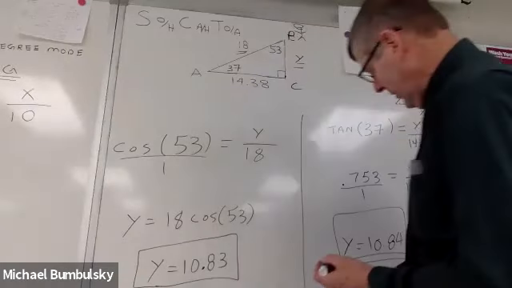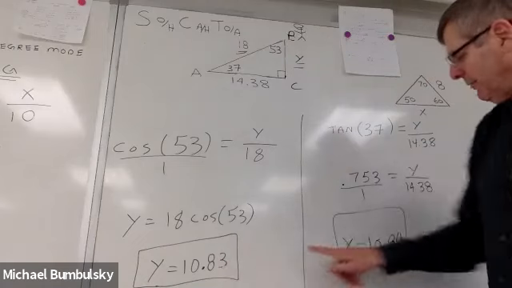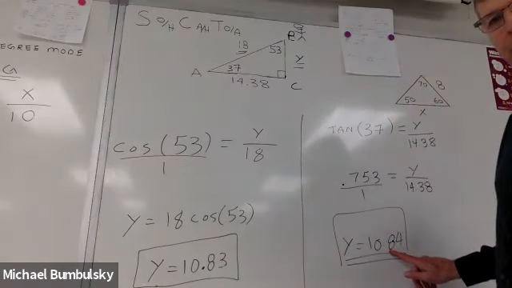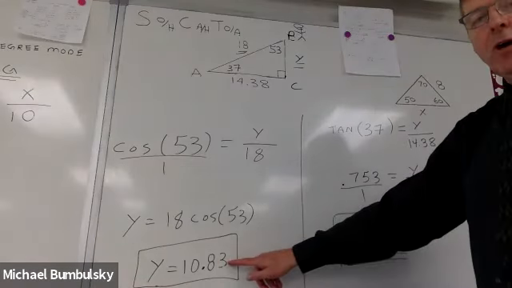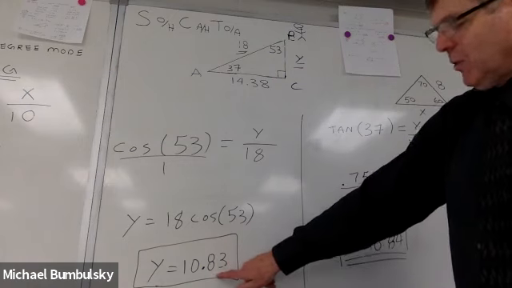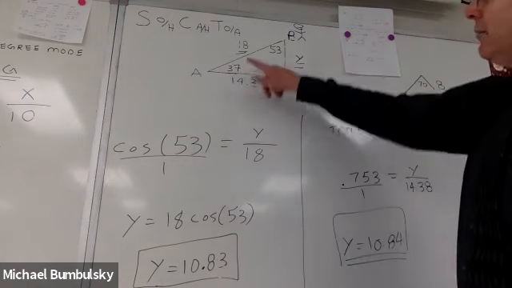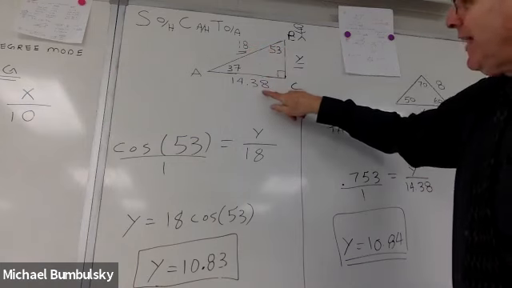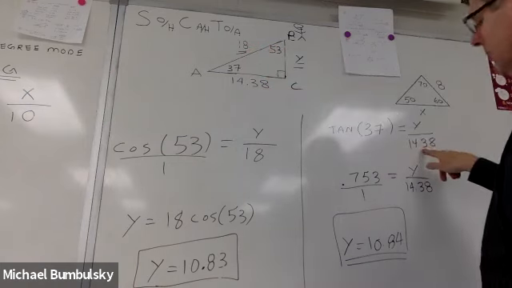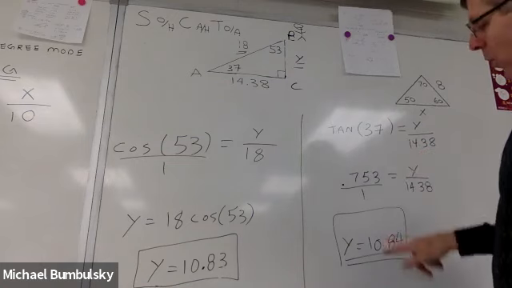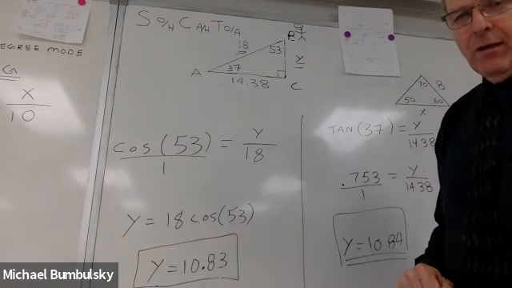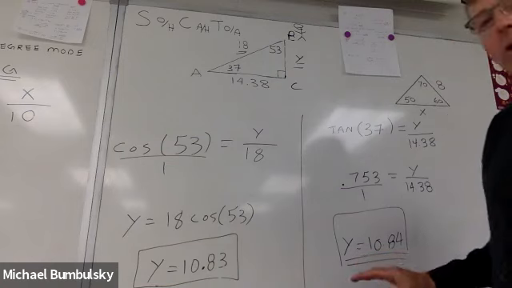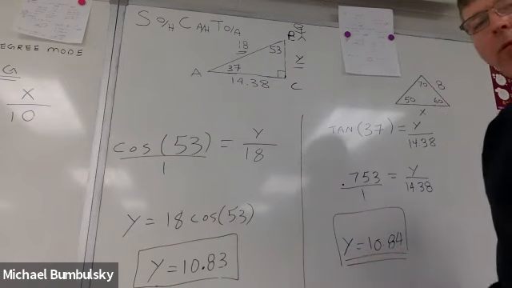10.83. Notice, there is a little bit of difference between these two, isn't there? Okay, that's because of round-off error. I would say this one is the more accurate because it used the number that was given to you and not the number that was rounded off, okay? But you won't be counted off for that. But what I really wanted to show you is you can solve the problem either way.